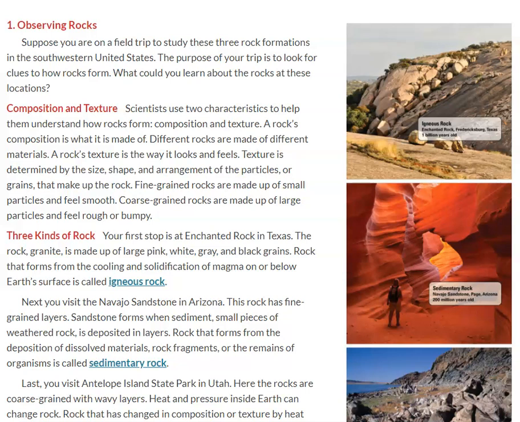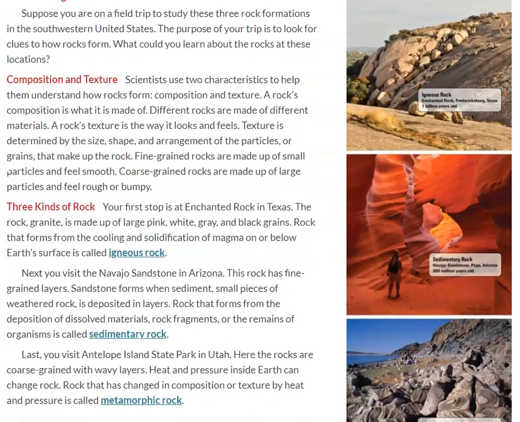And last, you will visit Antelope Island State Park in Utah. Here, the rocks are coarse-grained with wavy layers. Heat and pressure inside Earth can change rock. Rock that has changed in composition or texture by heat and pressure is called metamorphic rock.